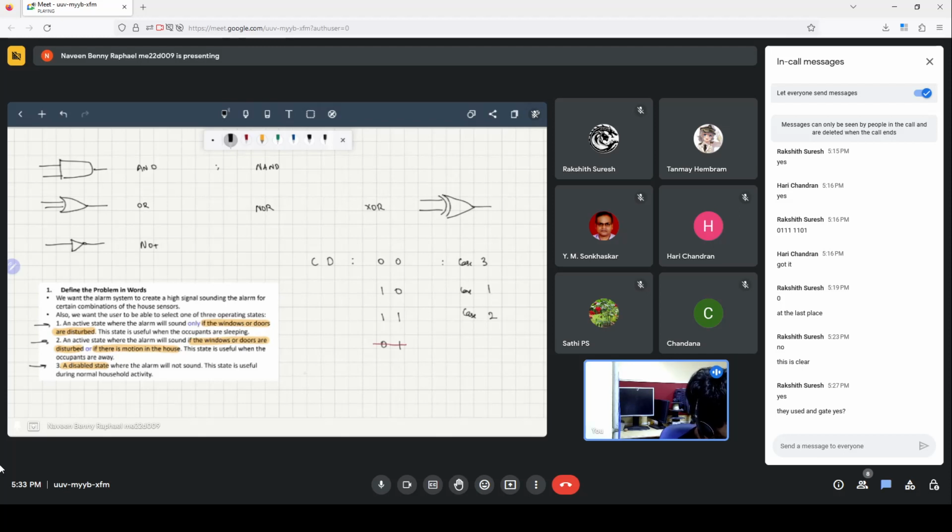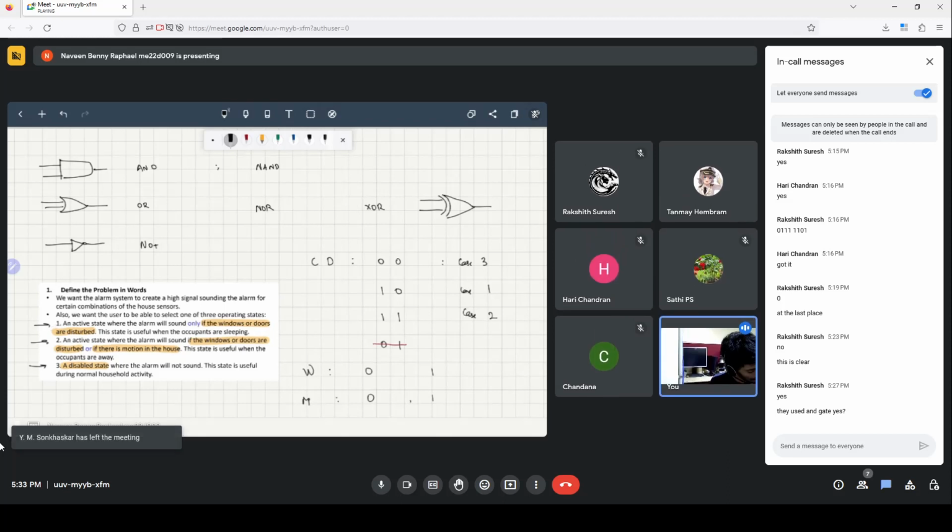Windows will say W is 0 if windows are not disturbed, and W is 1 if windows are disturbed. M is 0 if there is no motion, and M is 1 if there is motion. So let's consider the first one. There should be an output if the windows are disturbed.